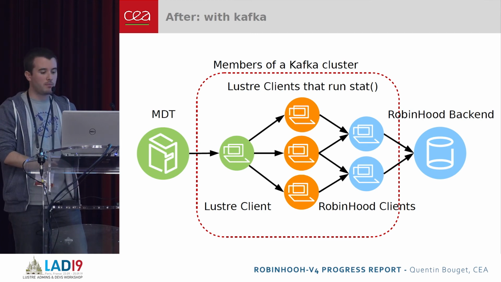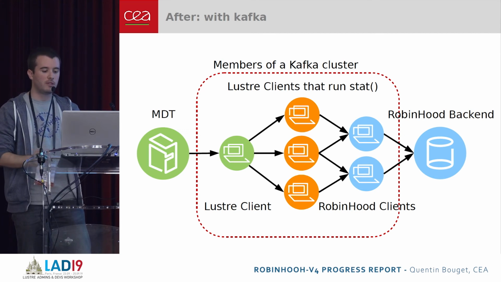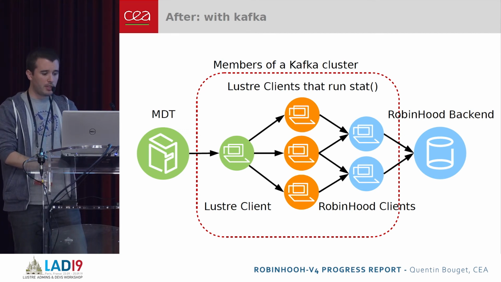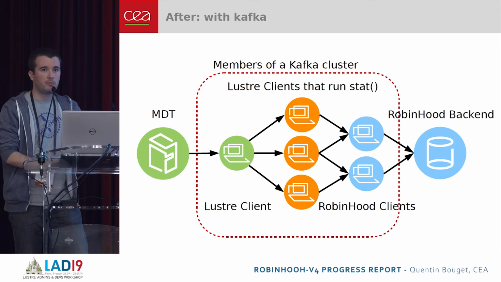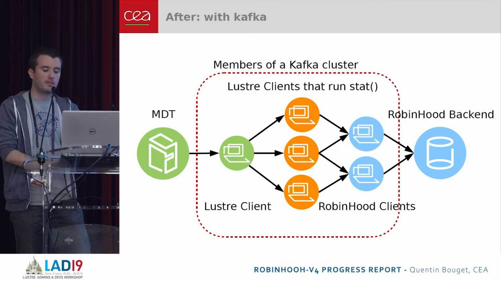And you can see that there is one more color on this slide than on the previous one. I introduced a new role in the pipeline of changelog processing, which is the Lustre client that simply runs stats. In changelog records, you don't have all the information that you need to update a Robinhood backend. And so you have to have somewhere a Lustre client that will enrich the changelog records and turn them into actual database queries, which you can forward to Robinhood clients, which can then forward them to the Robinhood backend.